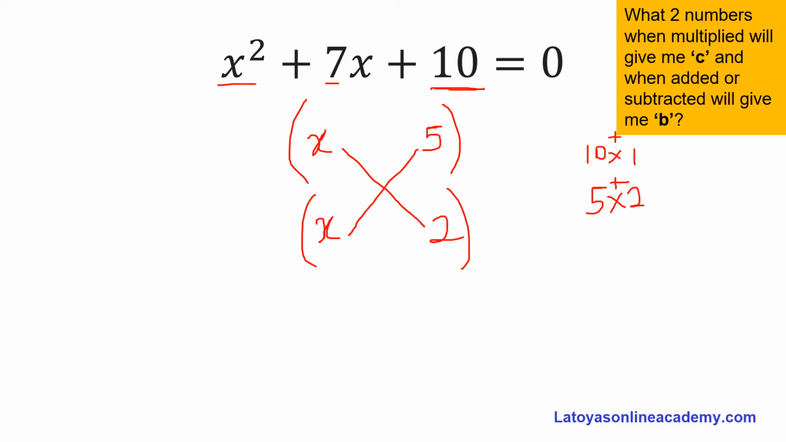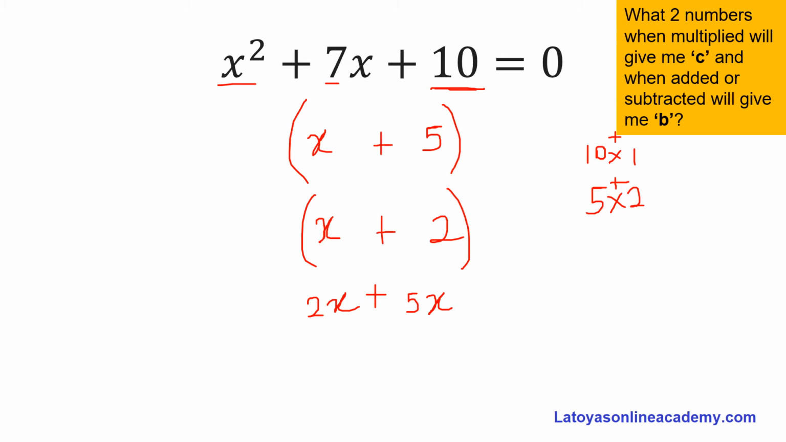We're going to say x by 2 is going to give me 2x, and x by 5 is going to give me 5x. So after cross multiplying, what I'm going to do is to ask myself, what can I do to 2x and 5x to give me positive 7x? The only thing that I can do here is add. So I have a positive 2 and a positive 5. So therefore, that's what I'm going to put into my brackets. So I'm going to write positive 2, positive sign here, and a positive sign here.